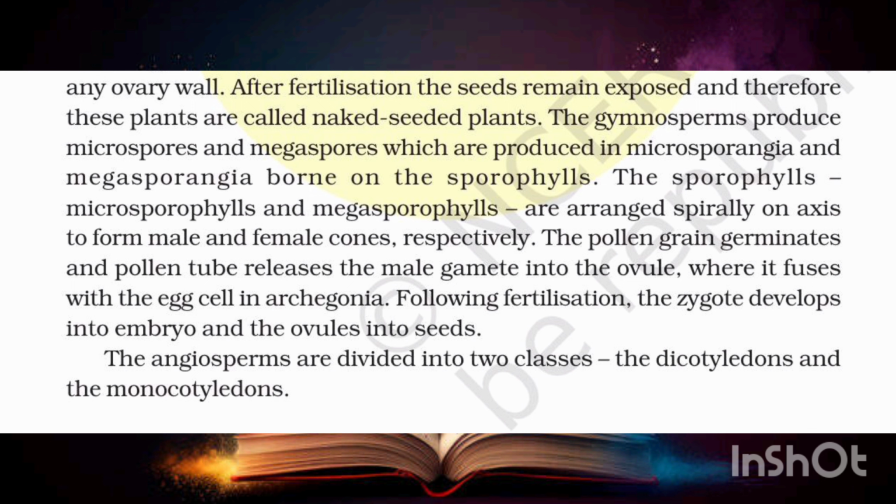The pollen grain germinates and the pollen tube releases the male gamete into the ovule, where it fuses with the egg cell in the archegonia. Following fertilization, the zygote develops into an embryo and the ovules into seeds. The angiosperms are divided into two classes, the dicotyledons and the monocotyledons.